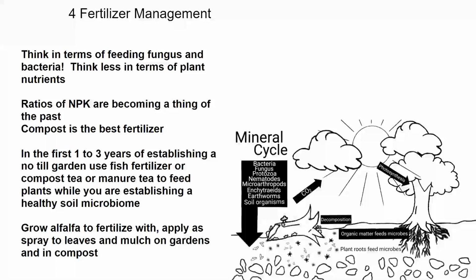So when we're thinking about managing fertilizer, we need to think in terms of feeding the microbes in the soil. And mostly there's two groups that we want to feed: the fungus group and the bacteria group. We don't have to worry about feeding nematodes or microarthropods or any of the other functional groups of organisms in the soil, because if we feed the bacteria and the fungus, all of those other ones show up, because they are higher predators in the food web.